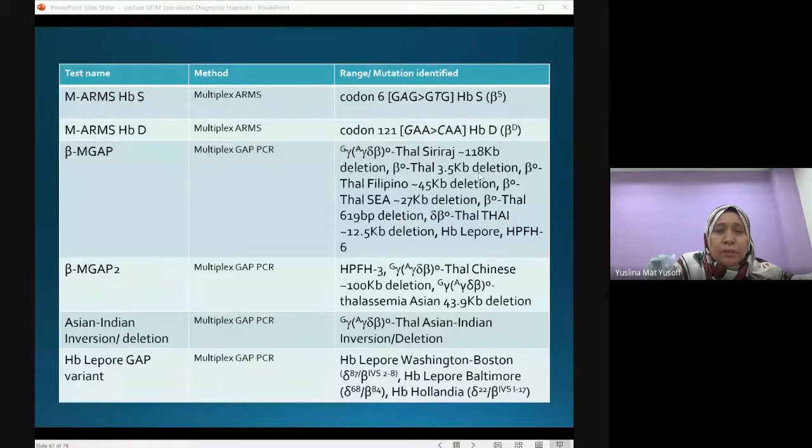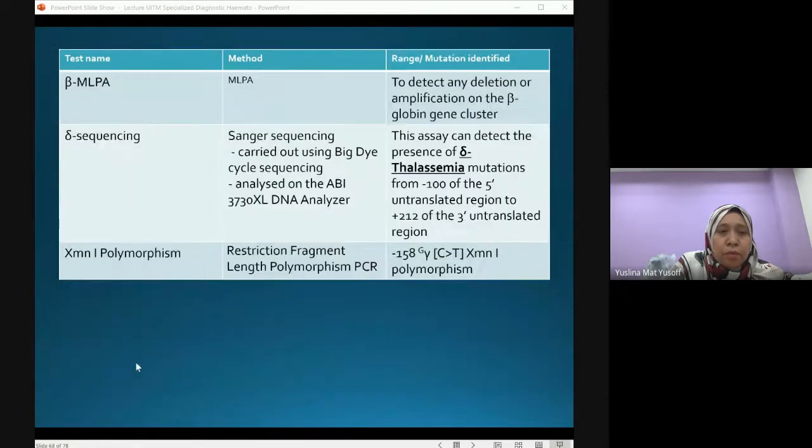And gap is also for deletion, even though it is rare for beta thalassemia. We also have some rare deletions, so we also have the panel. This is also for hemoglobinopathy, the HB Lepore, and also sequencing.